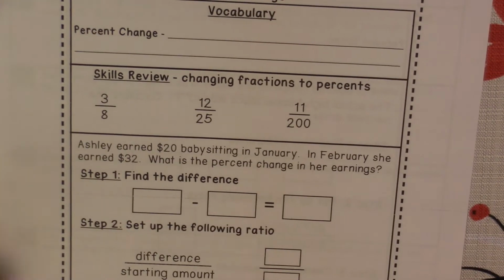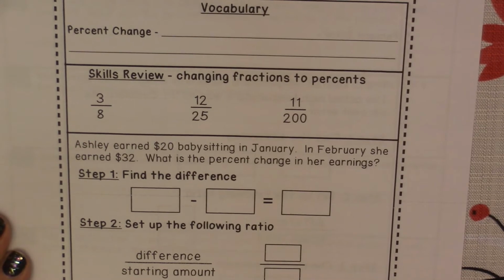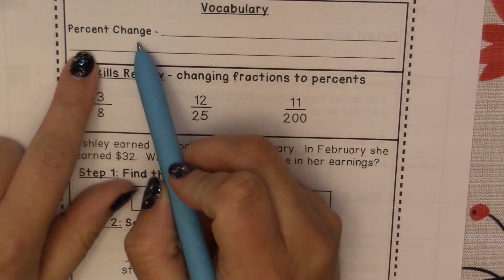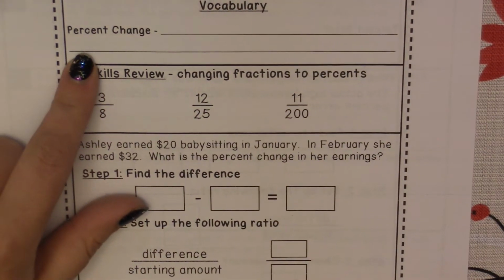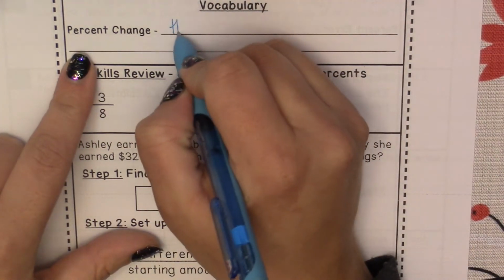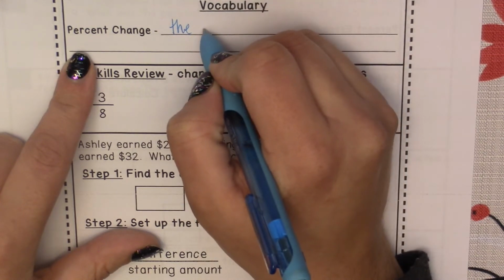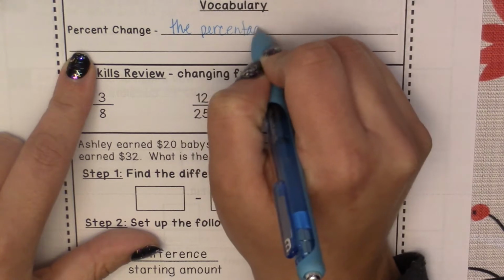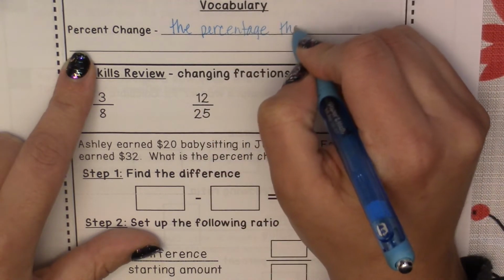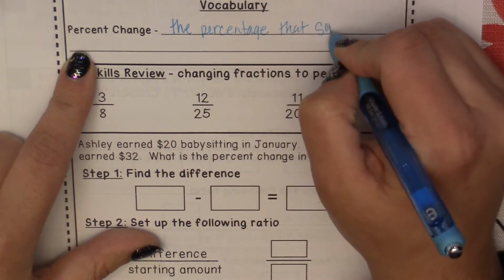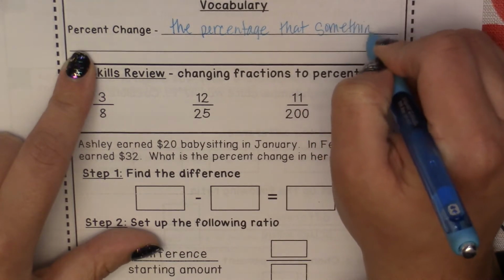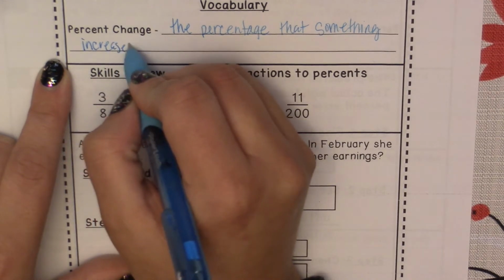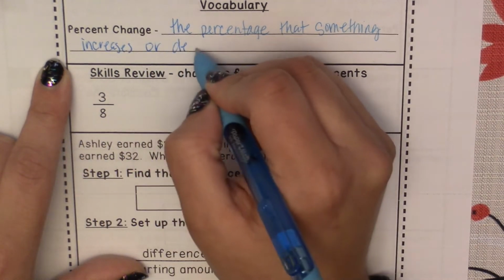Today we're going to be reviewing percent change. So I want you to get your notes page, and we're going to define percent change. Percent change is defined as the percentage that something increases or decreases by.